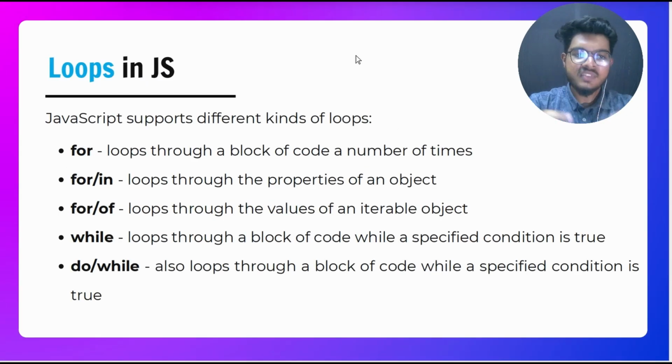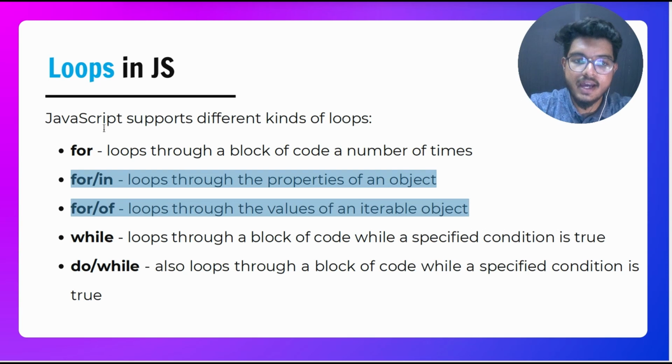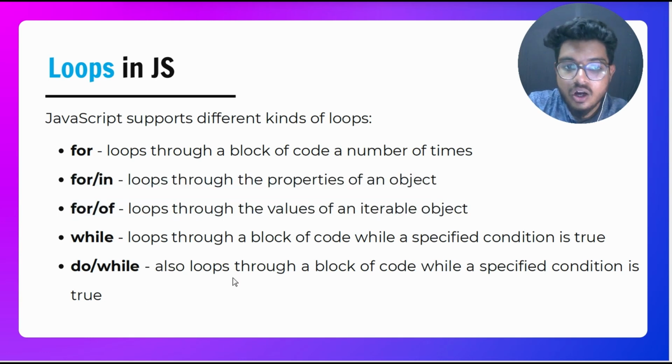As we have discussed, JavaScript supports different kinds of loops: for in, for of, while, do while. These are the subcategories of for loop. Forget about this for now. This will be used on iterating objects and arrays. When we discuss module 4 or 5 on arrays and objects, we'll discuss this there. As of now, just focus on for, while, and do while. Loops through a block of code a number of times. When you know the number of times, then we use the for loop. Loops through a block of code while a specific condition is true. That's what we will discuss. Until a condition is true, the loop will continuously get executed. Next, do while also loops through a block of code while a specific condition is true.